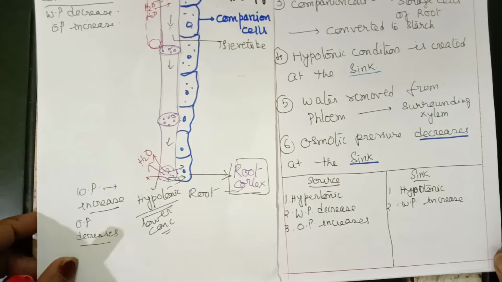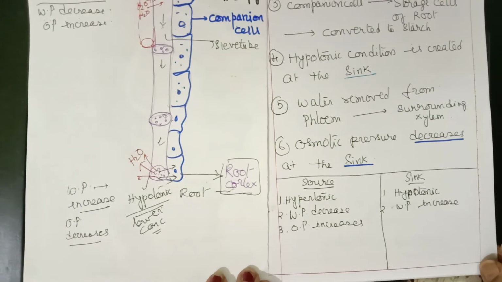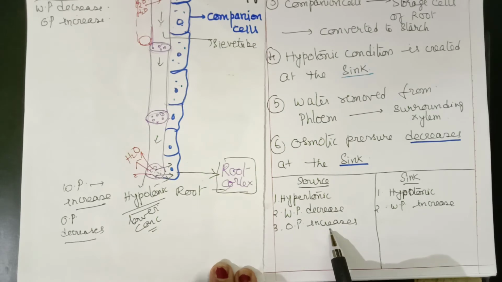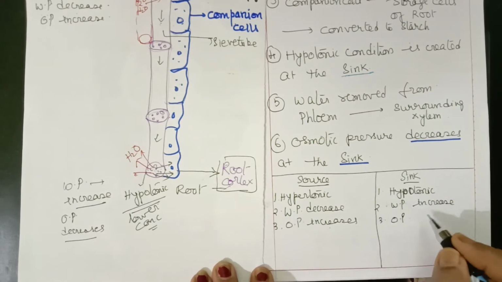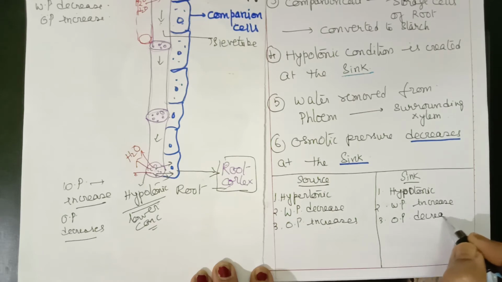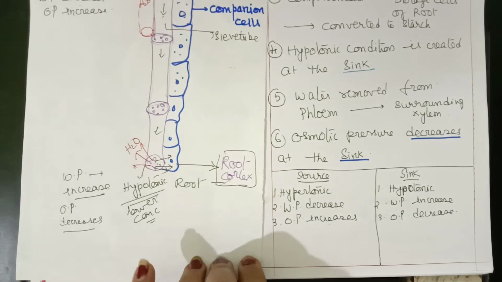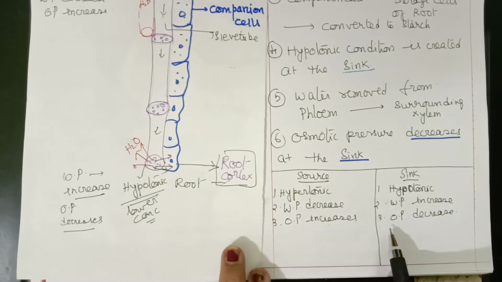Water enters into the sieve tubes from the surrounding xylem by osmosis. You know, osmosis is due to difference in concentrations. So here there is a difference in concentration, so by osmosis, water will enter into the sieve tube. That increases the osmotic pressure at the source. So at the sink, what happens? Osmotic pressure will decrease here. So that results in movement of water from source to sink.